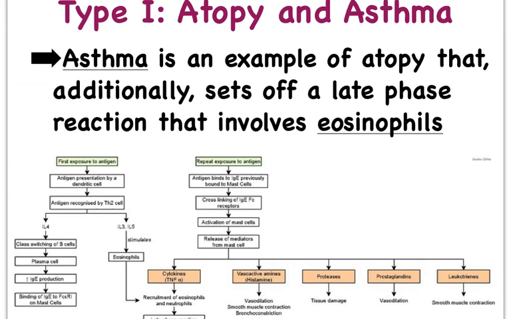Now, the reason why we bring up asthma is because it actually, even during the first exposure, sets off what we call a late phase reaction with the help of eosinophils. So in the case of asthma, we also are going to be using eosinophils in addition to mast cells or basophils. And they again can go through the process of granulation and create some issues. And this all happens all over again during our re-exposure.